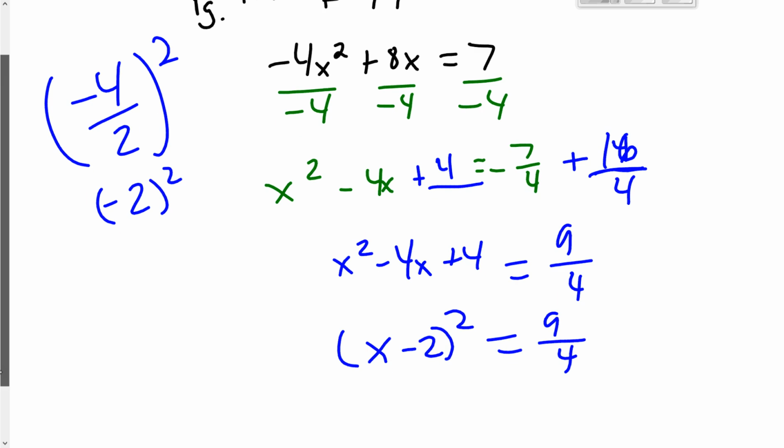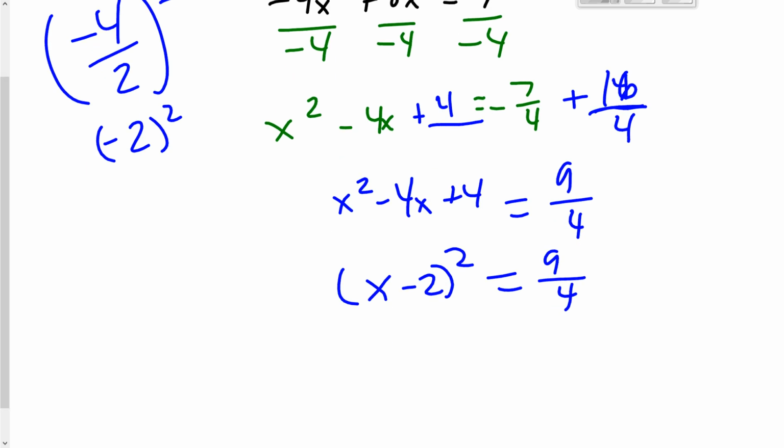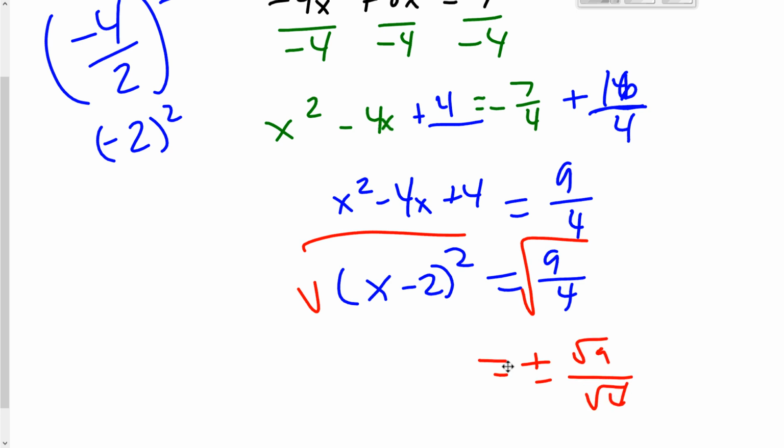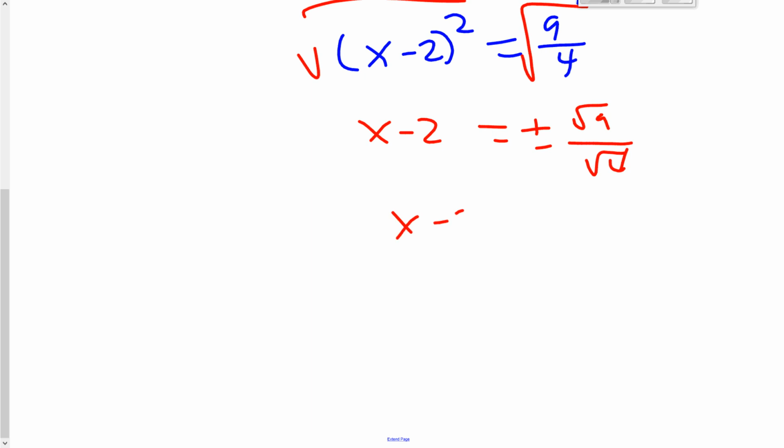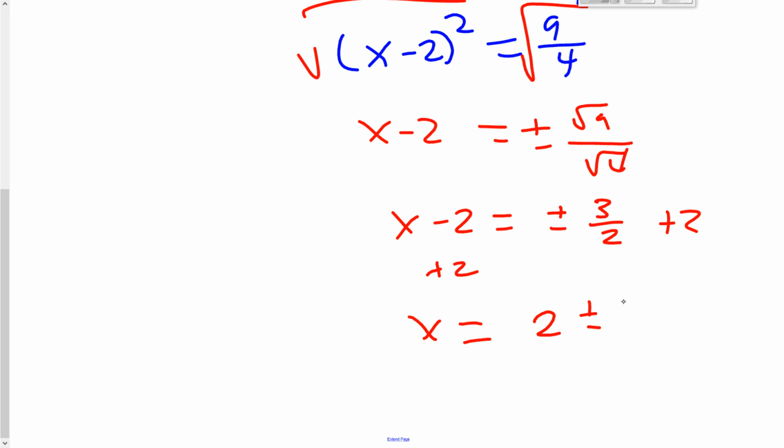Now we can get rid of that square by square rooting both sides. I always have a plus or minus. I can take the square root of the top over the square root of the bottom. I get left with x minus 2 on the left. Now I can simplify my square roots, so plus or minus 3/2. We can add 2 to both sides, so we get x equals 2 plus or minus 3/2.